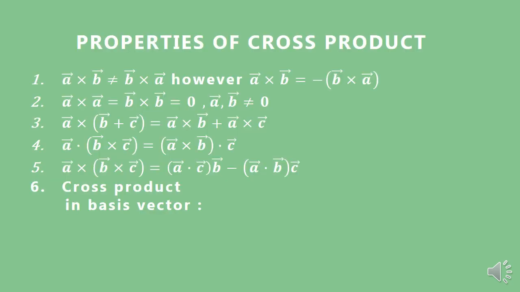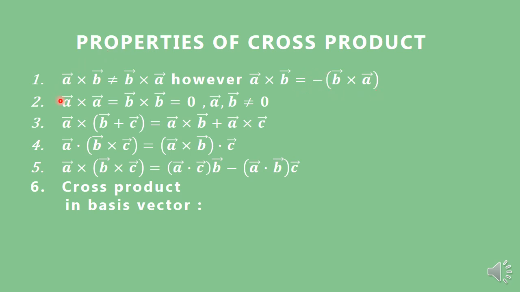Okay, now let's see some properties of cross product. The first one, it doesn't apply the commutative rule. So A cross B is not the same as B cross A, as you know that the result of a cross product is a vector with its own direction. However, A cross B is equal to negative B cross A.